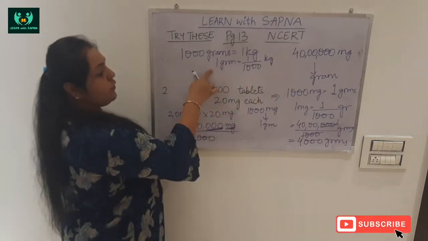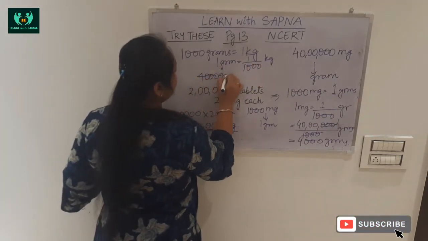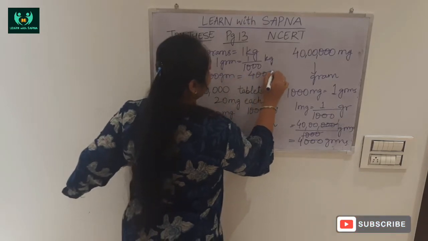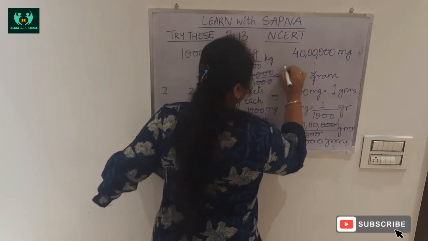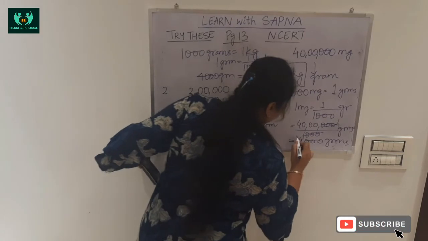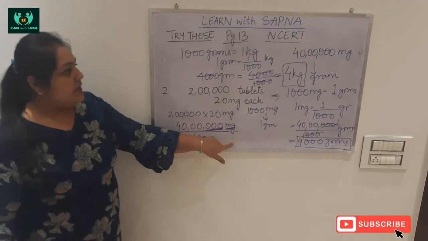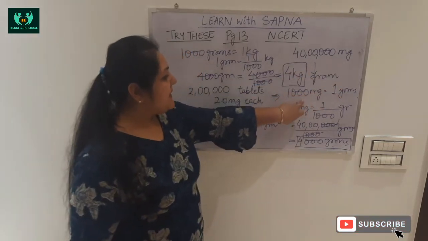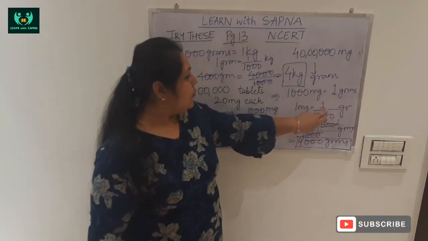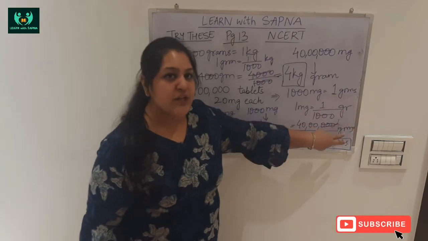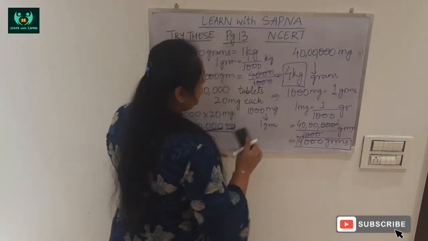Now what do we have here? 4000 grams. If we multiply 4000 on both sides, we'll write 4000 gram is equal to 4000 divided by 1000, which means 4 kg. So these are the answers. We have 40 lakh mg. So how will we convert 40 lakh mg into grams? We know 1000 mg is equal to 1 gram. 1 mg becomes 1 upon 1000 grams. We write it in fraction. Now how many mg do we have here? 40 lakh. We are multiplying here with 40 lakh.